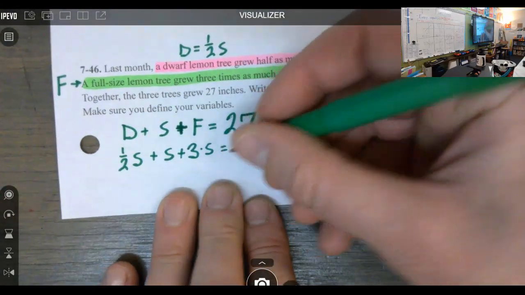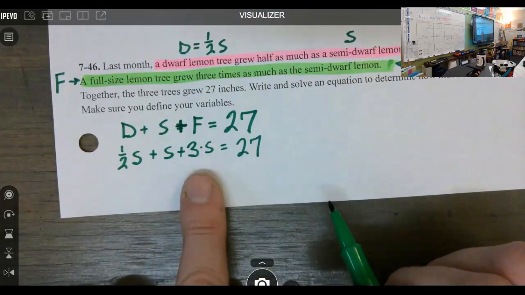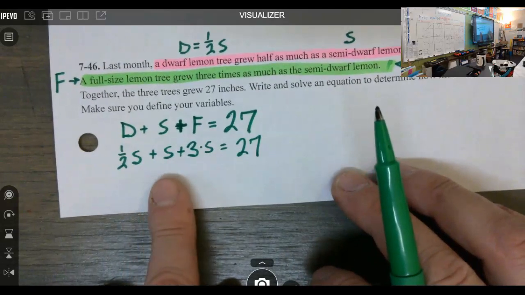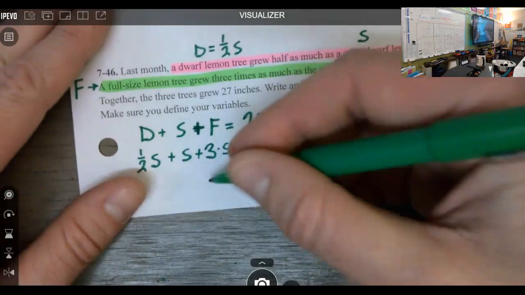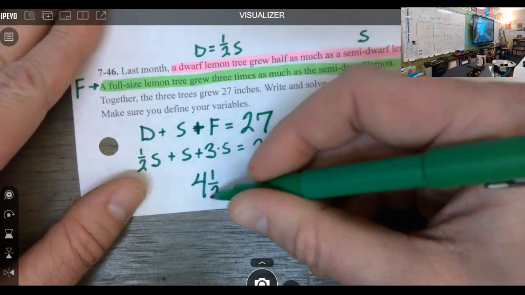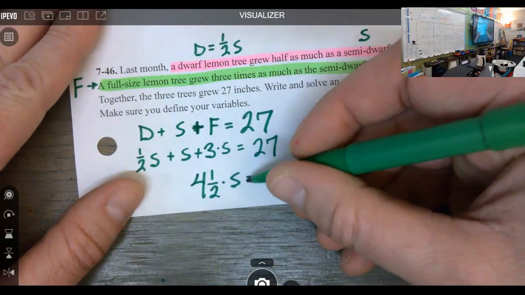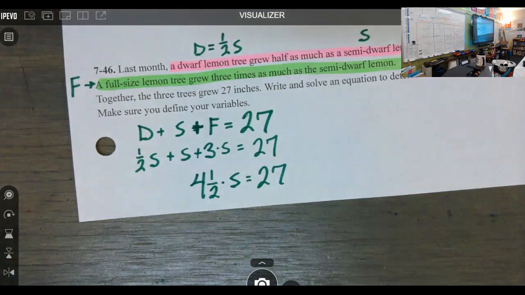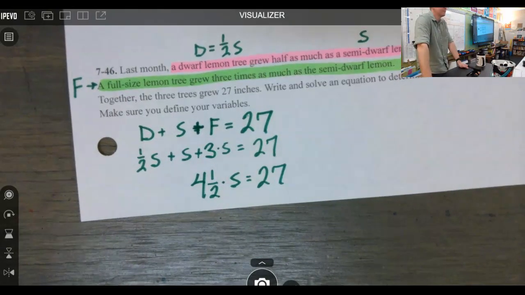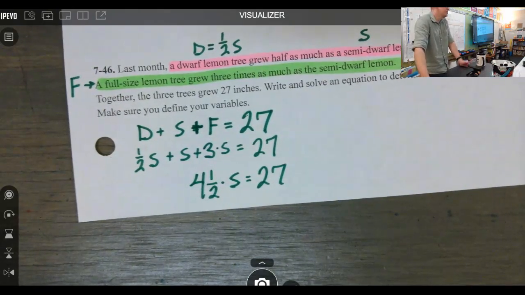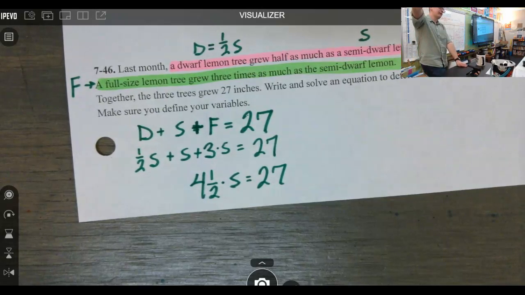Thank you, Sophia. Now be careful when I add these up. How many S do I have in total? 4.5, right? So I'm not going to finish this problem for you, but you could either turn that into an improper fraction and do the fraction reciprocal method, or you could turn that into a decimal if you really want. What's 4.5 as a decimal? 4.5, right? So you could use it as a decimal, or you could make it improper. Either way, have a great day, guys.